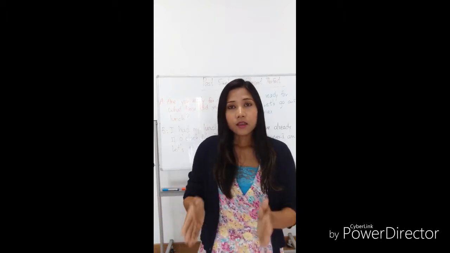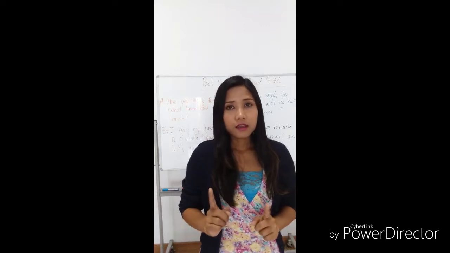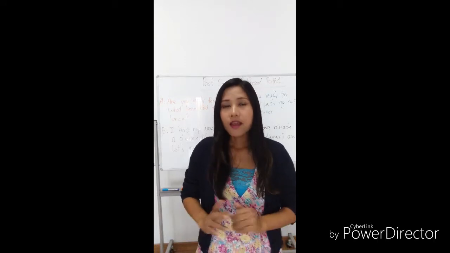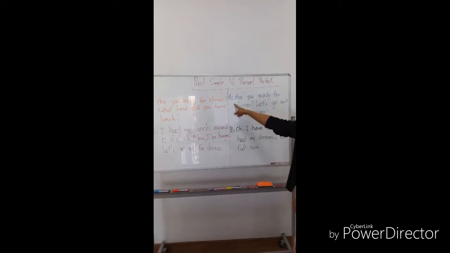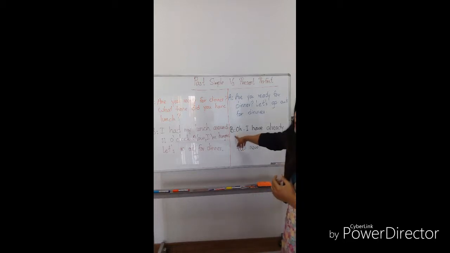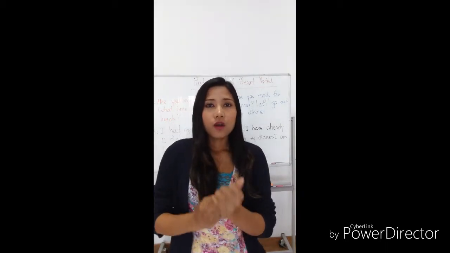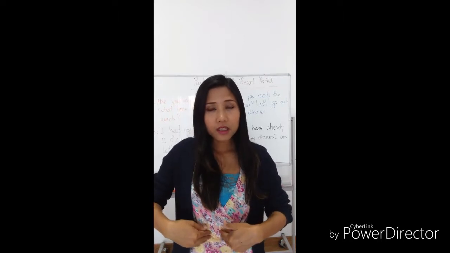Okay? So it's the same that the action started and finished in the past, but for past simple, you don't have the result now. It's done. And look at the next example. Person A said, "Are you ready for dinner? Let's go out for dinner." Person B said, "Oh, I have already had my dinner. I'm full now." So when you said, "I have already had my dinner," it means you have the result now.